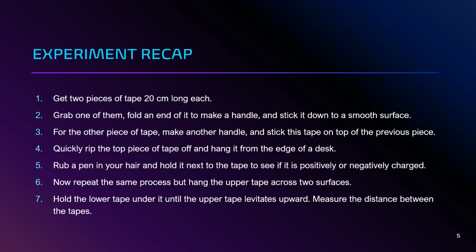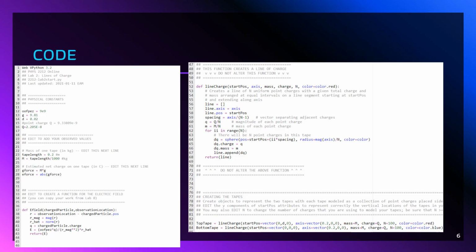As a recap of the experiment, I got 2 pieces of tape, and basically we floated one above the other, and we measured the distance between them that they needed to be to float. And then this is my code here.